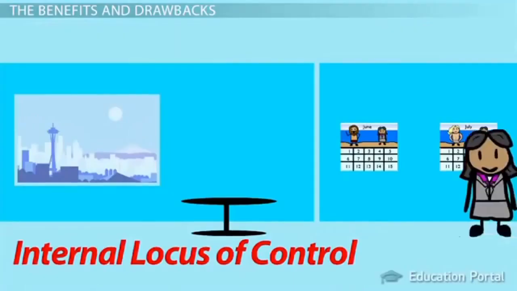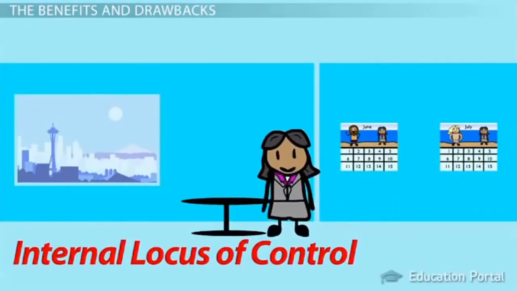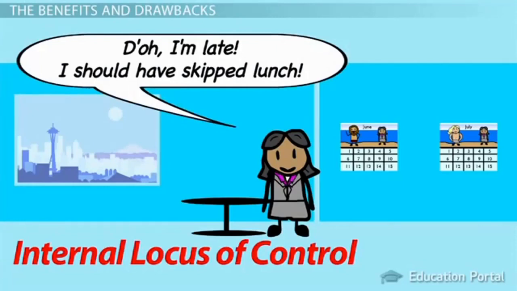If, for example, this person did not get back to work in time for lunch, they would think they should have eaten in the office or not gone to lunch altogether. The results of the action are theirs and theirs alone to bear.